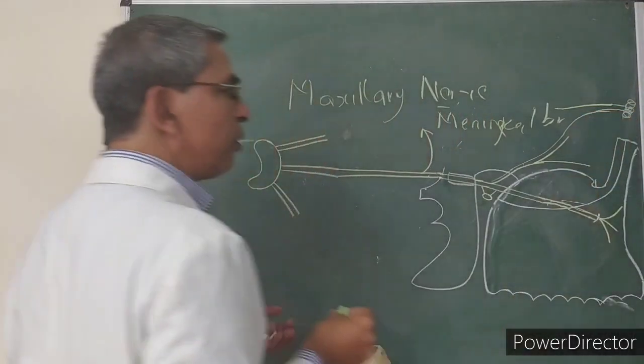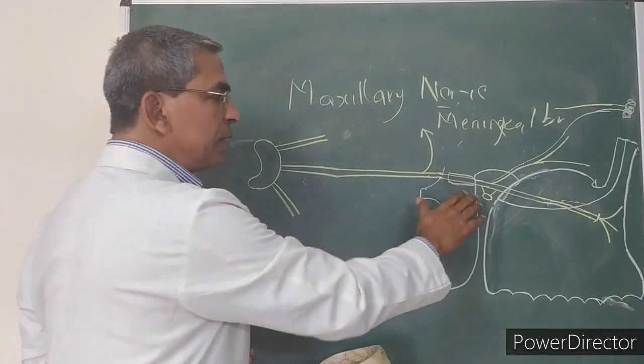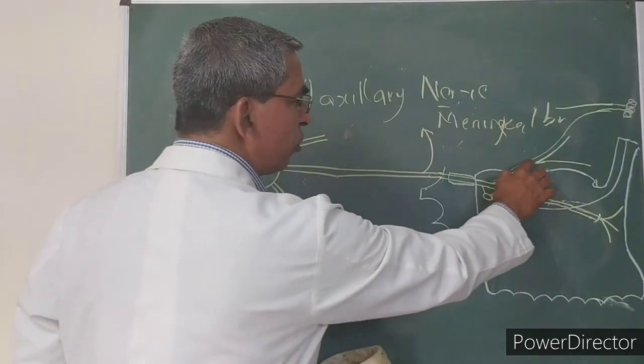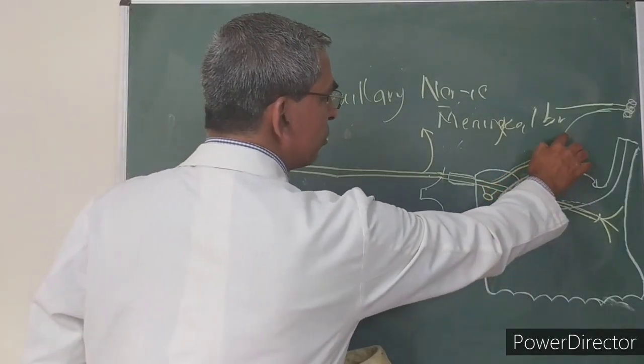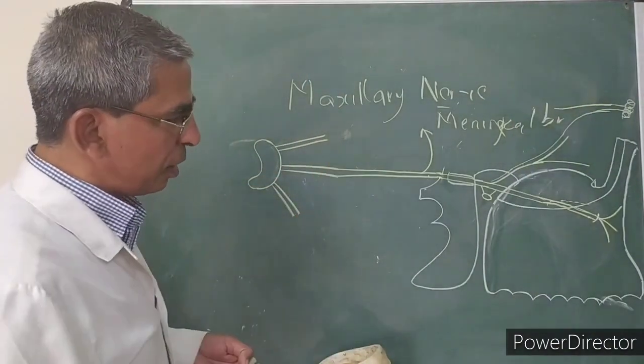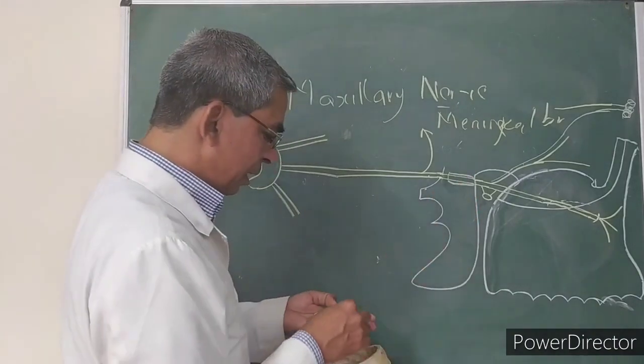So these are the secretomotor fibers which actually come from the pterygopalatine ganglion, but this fiber runs along the zygomatic nerve, the zygomaticotemporal branch, and through the zygomaticotemporal branch enters into the lacrimal nerve. So this is the first nerve, the zygomatic nerve.